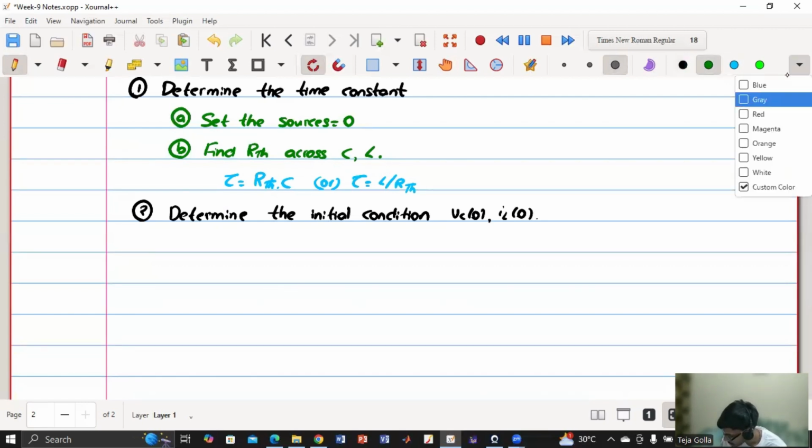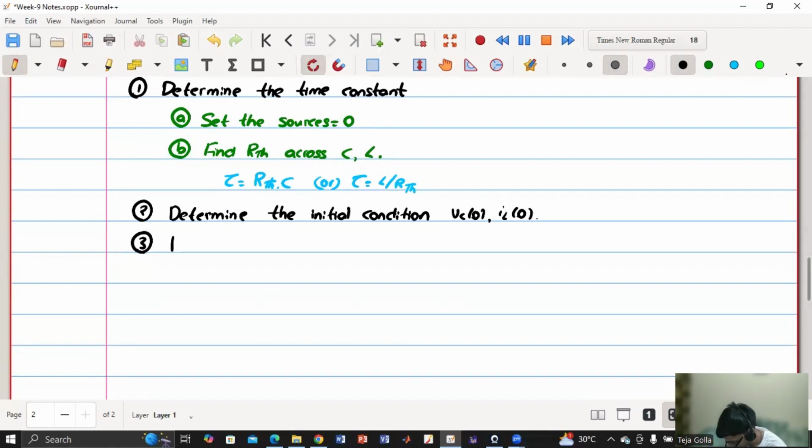After determining the initial condition, remember one thing, I'll tell that later. Now we have to determine the final condition, which is at t equals infinite. So it could be VC of infinite, or it could be IL of infinite.